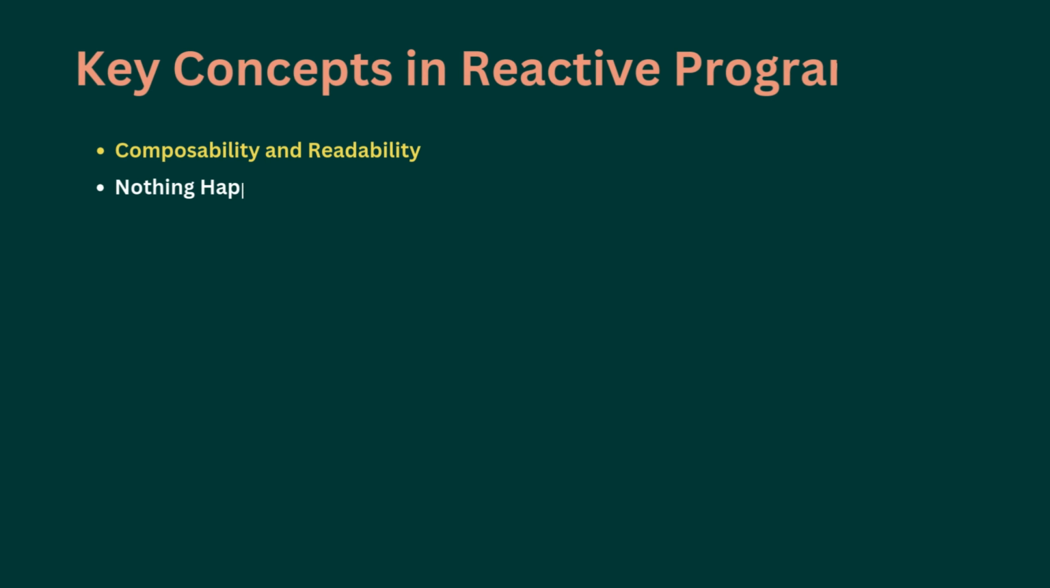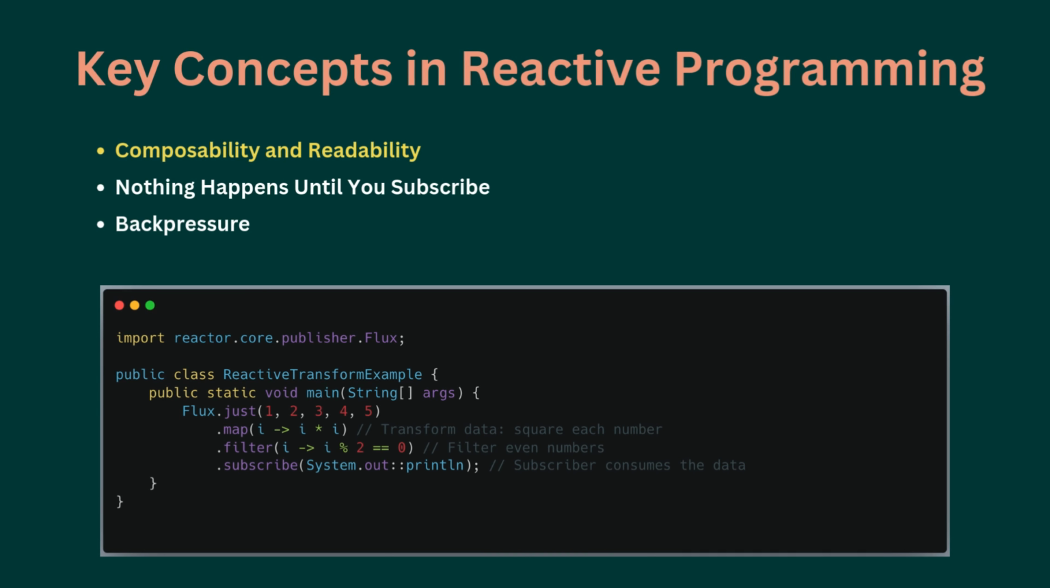So let's discuss the key concepts in reactive programming. One of the biggest advantages of reactive programming is its composability. You can chain operations together to transform data seamlessly. In this example, the code starts with a stream of numbers. Then it squares each number and then it applies a filter for even numbers and it finally prints the results. So it's declarative and it's very easy to read.